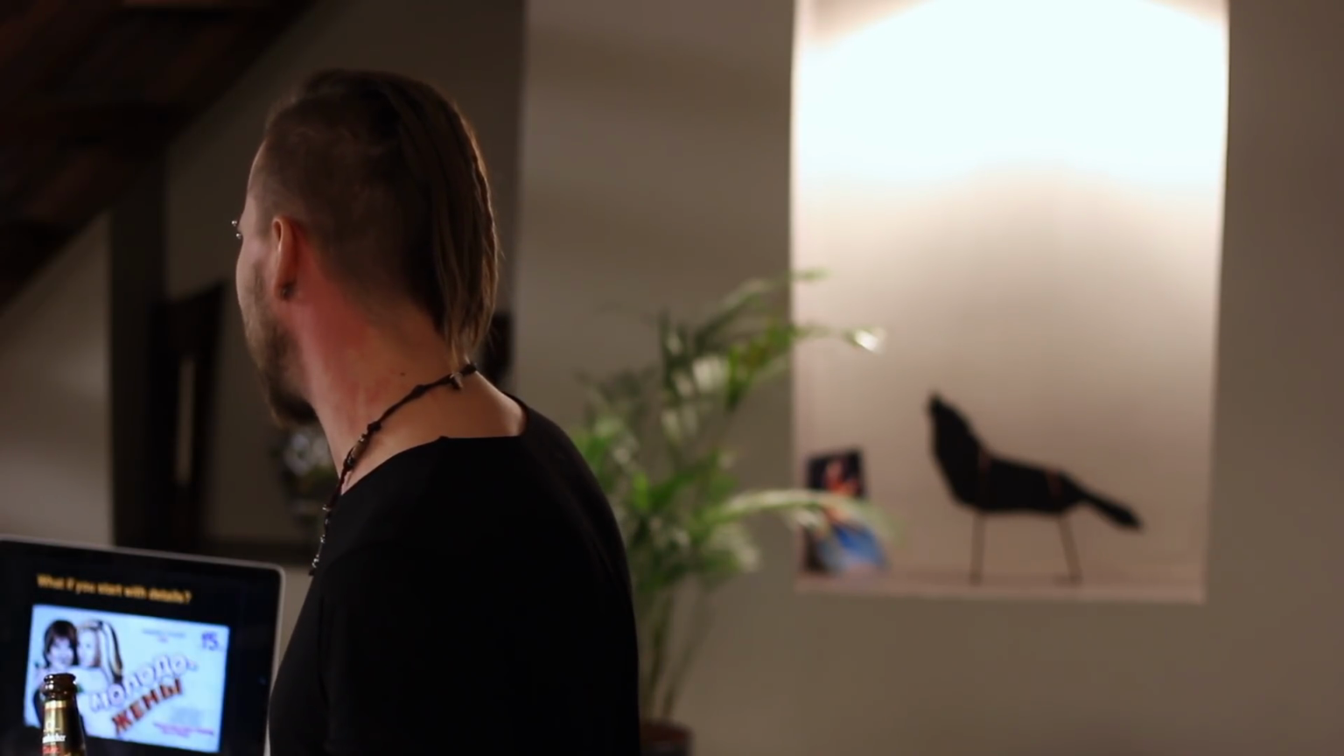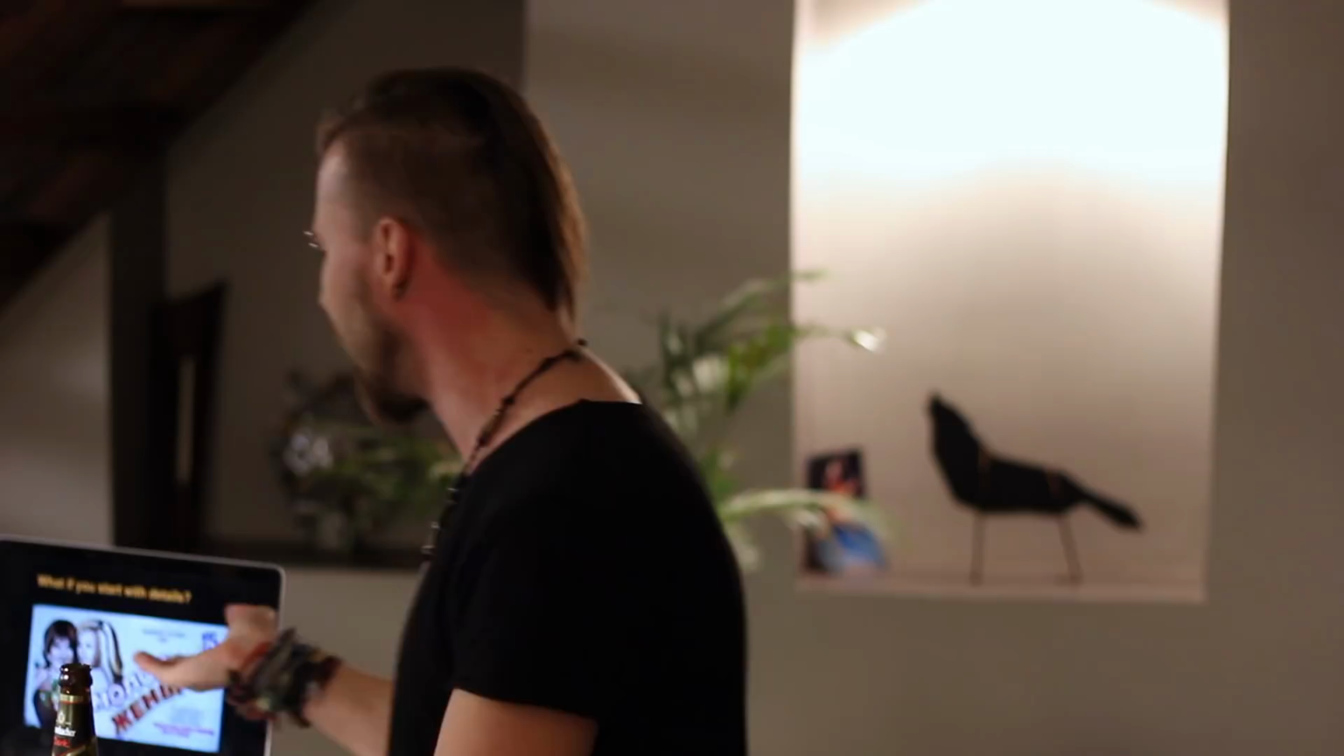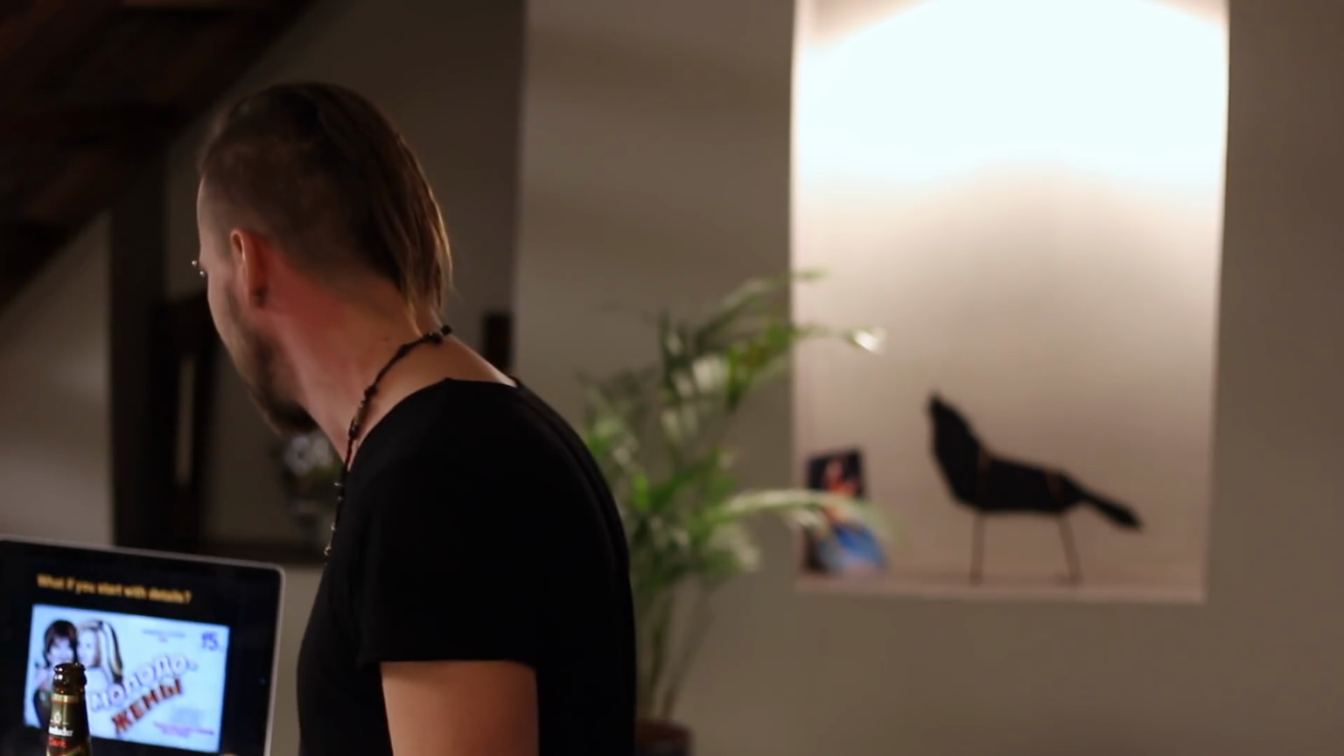What will happen if you start with the details, which sometimes artists also do? You can see these painted faces, and the details are painted well, like noses and eyes, but you can see that the faces are distorted. The nose is okay, the eye is okay, but together they don't fit. The artists painted details without thinking about the whole face.